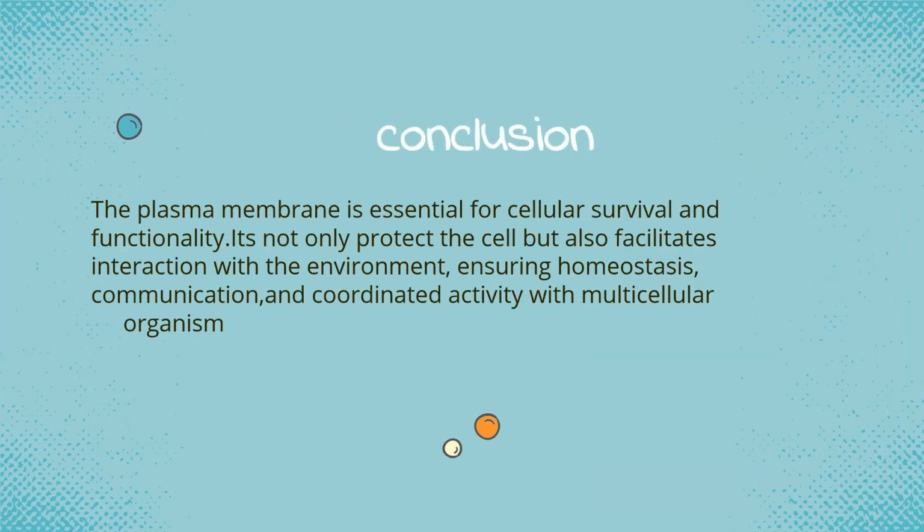And the conclusion: the plasma membrane is essential for cellular survival and functionality. It not only protects the cell, but also facilitates interaction with the environment, ensuring homeostasis, communication, and coordinated activity within multicellular organisms.